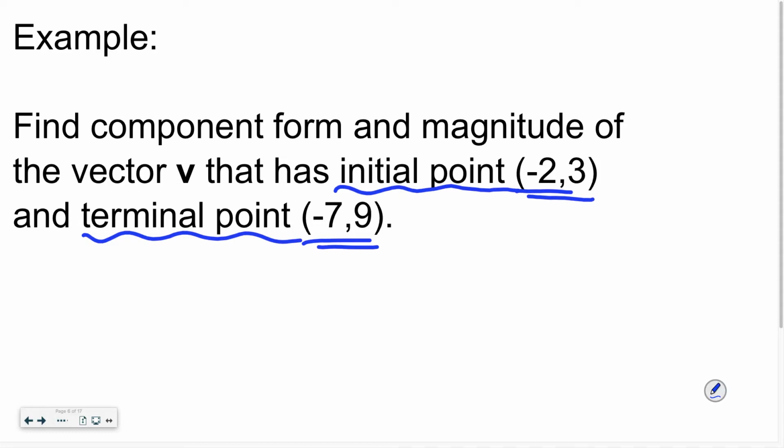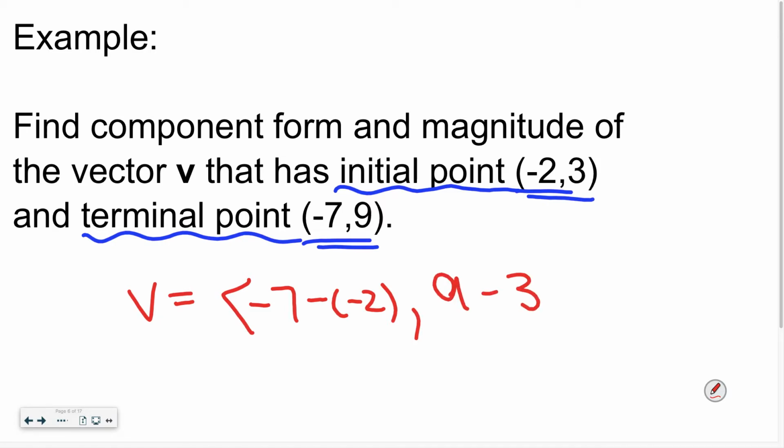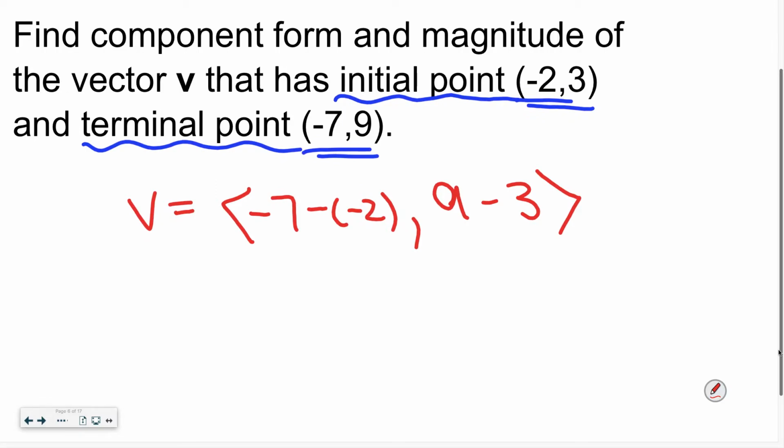So for our vector v, we are going to take terminal minus initial for our x's and terminal minus initial for our y's. So what does that make vector v? -5, +6. Yes. Okay, thank you.